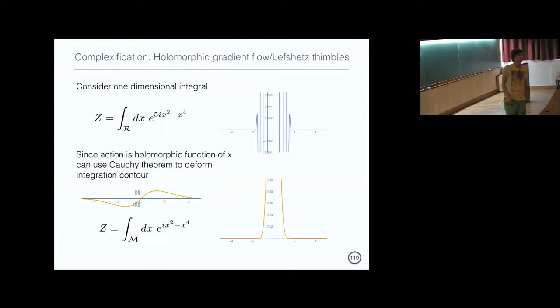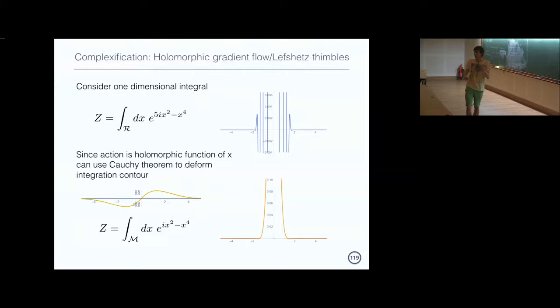Okay, now our integration contour here in this case runs along the real line. However, we know this integrand is a perfectly well-behaved function. It's a holomorphic function, actually. And so what we can then do is use Cauchy's theorem, which allows us to deform our contour of integration into the complex plane, while retaining the same result for the integral.